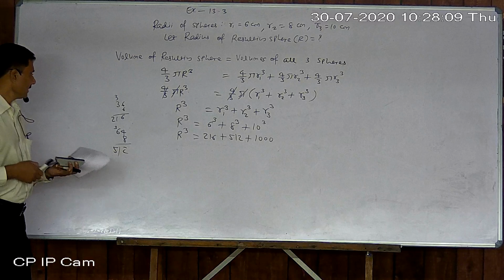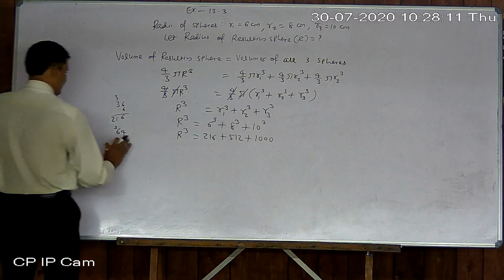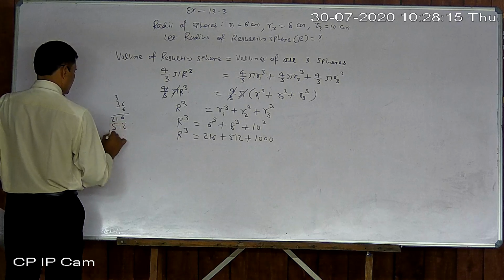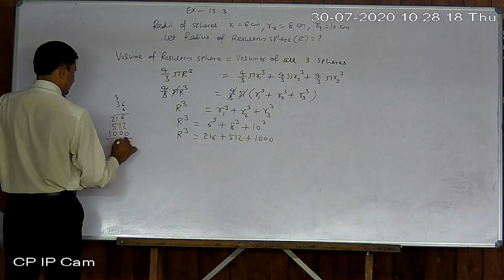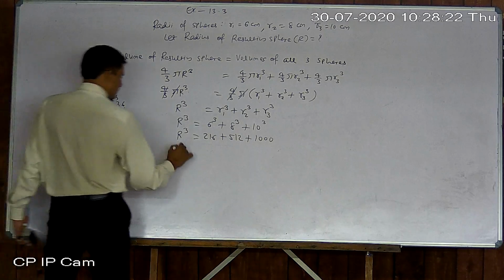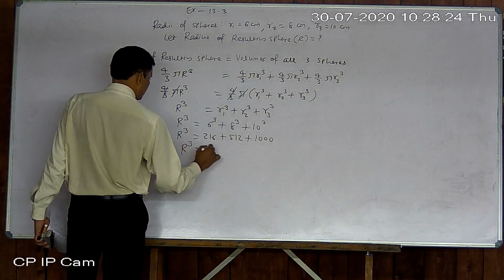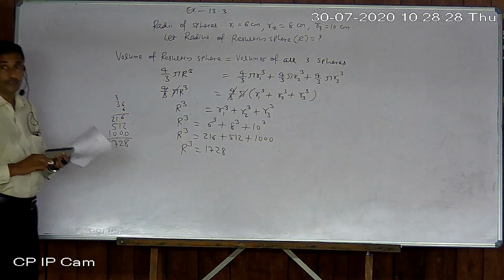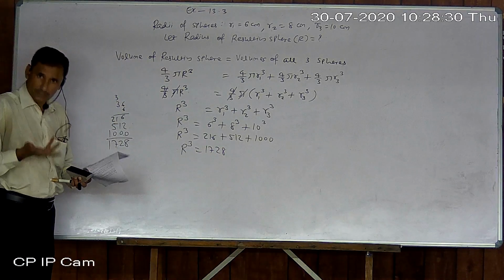Okay. Now total of all this. So it will be 216 plus 512 plus 1000. 6 plus 2 is 8, 1 plus 1 is 2, 5 plus 2 is 7, 1. So r cube is equal to 1728. But that is not the answer. We require r, not r cube.